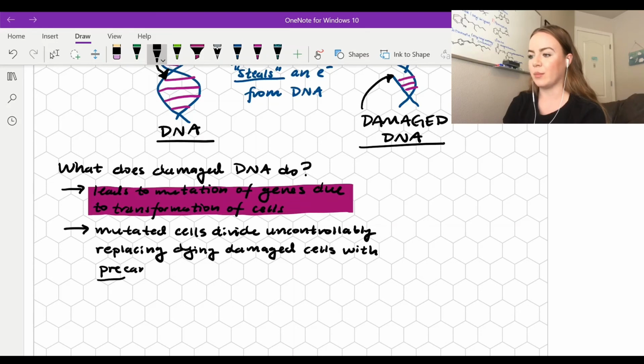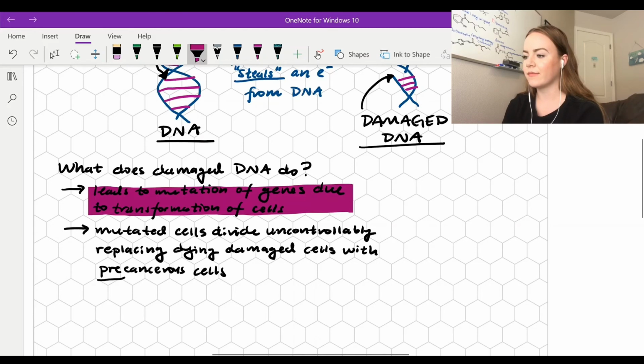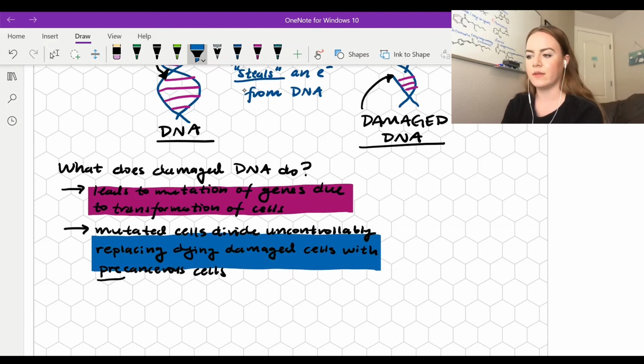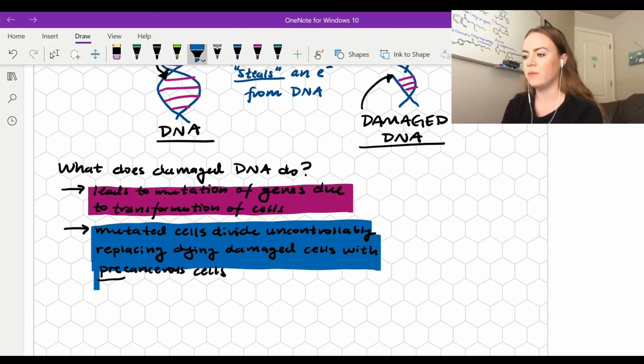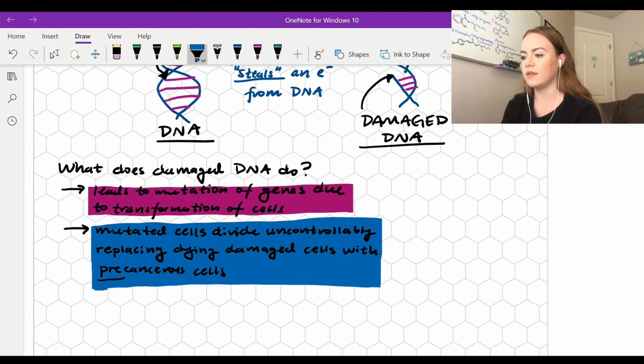So here you'll see I'll underline precancerous cells. Okay, so let's highlight both of these because these are just some two main basic takeaways. This is not all the information and all the possibility, but these are the two most important that I want all of you to understand.